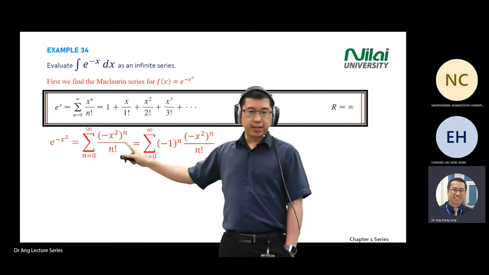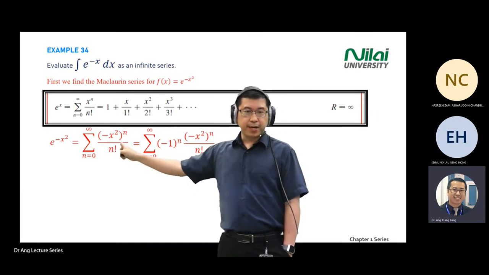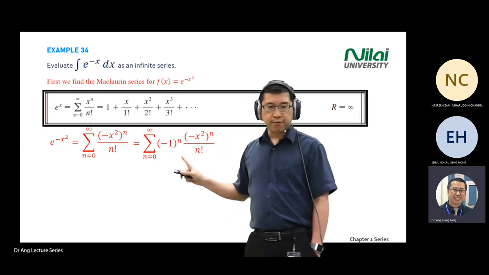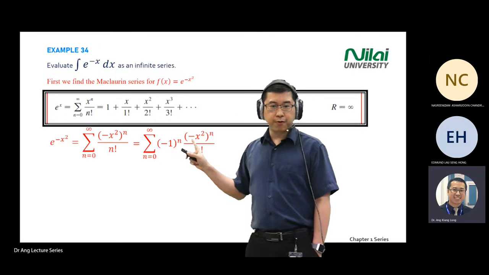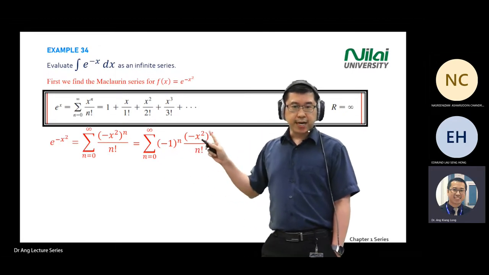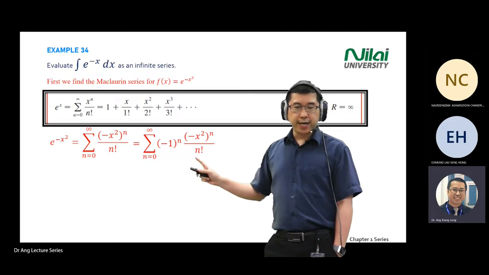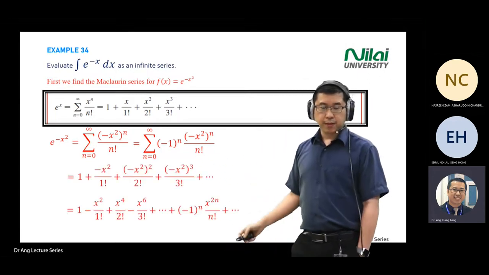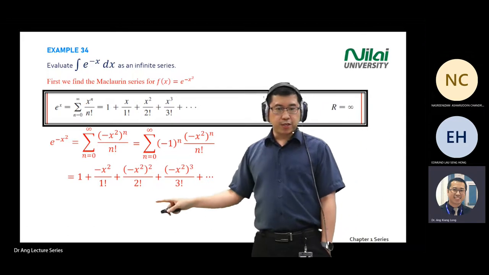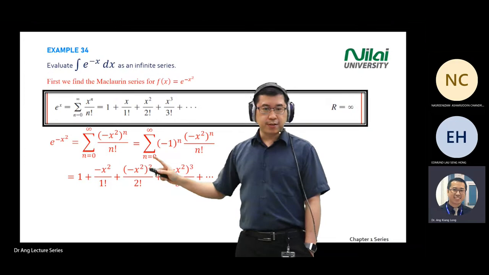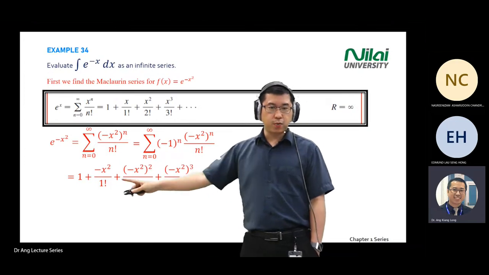I pull the negative inside the bracket outside. I pull from inside to outside, and I get this one: minus x power 2 power n divided by n factorial. The next one is just substitution from 0 to infinity. How do you get the first one? You substitute 0 in the equation, you get 1.